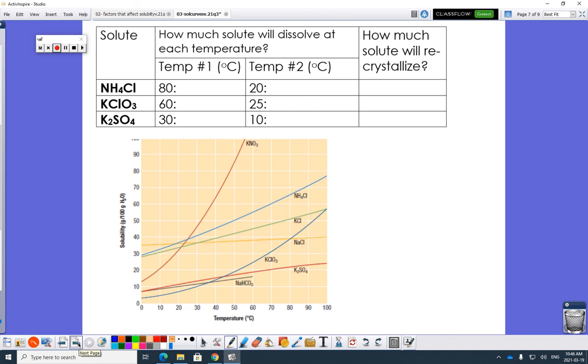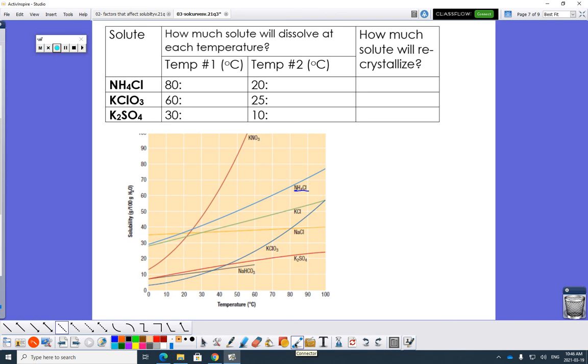This question is asking us how much solute will dissolve at each of the temperatures. So we're going to do a warmer temperature and then a cooler temperature, and then we're going to look at how much will recrystallize. Okay? So again, with solids, you have to be specific. We're going to do NH4Cl first, which is this blue line. Okay, NH4Cl, 80 degrees Celsius, so 80 degrees.